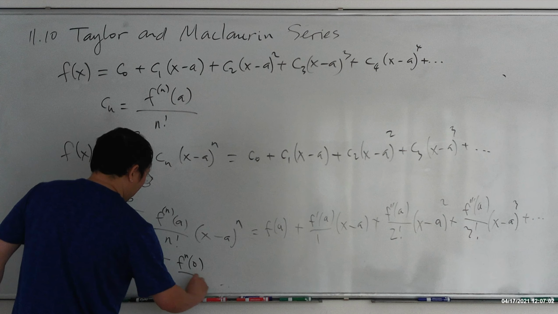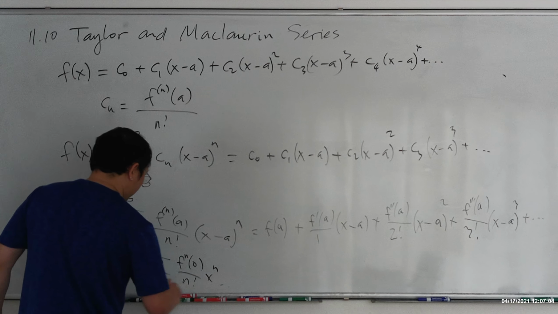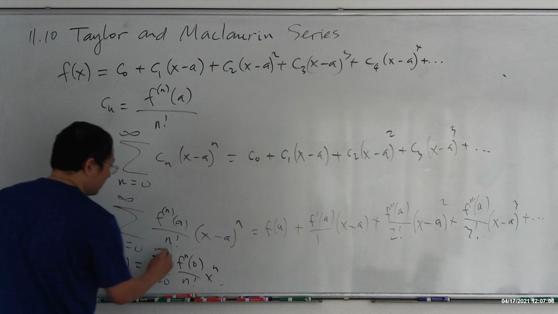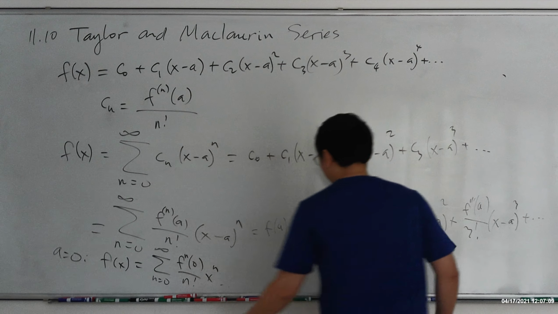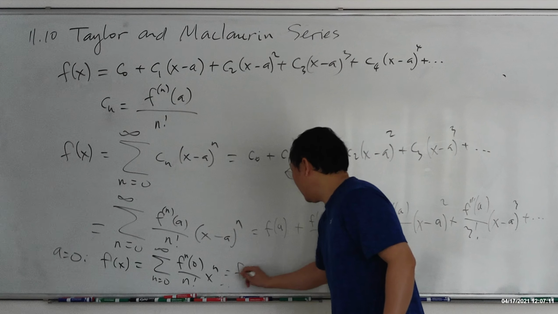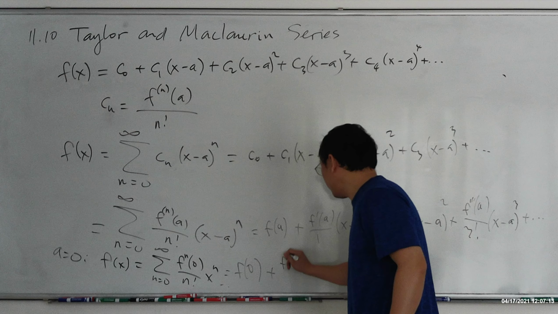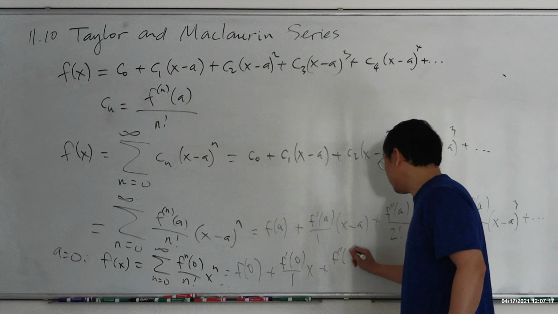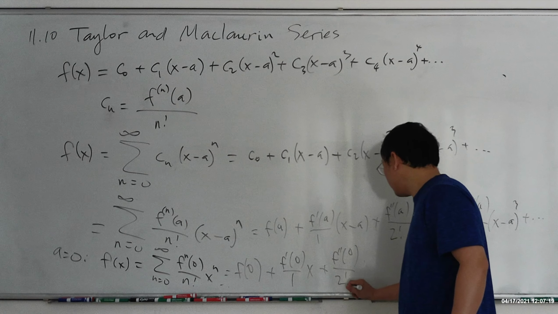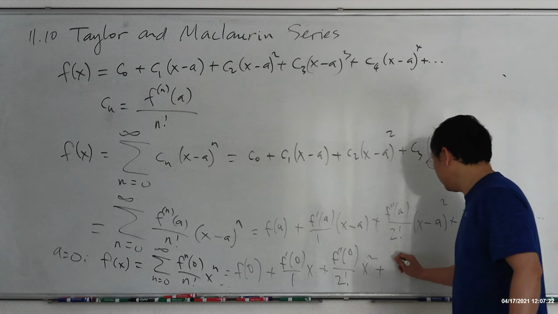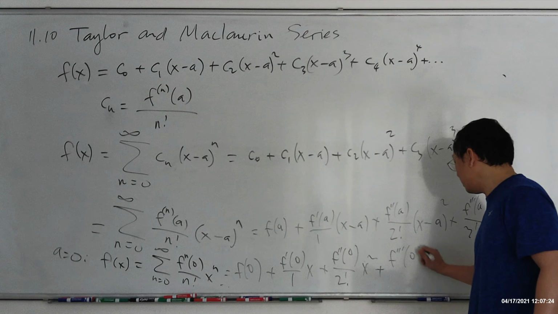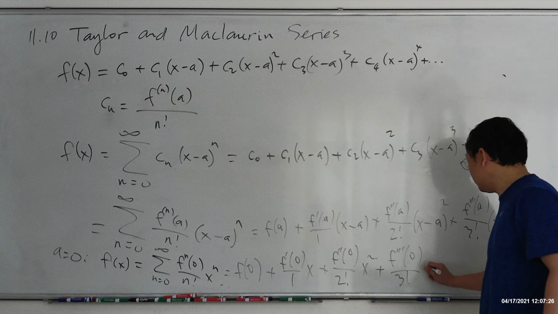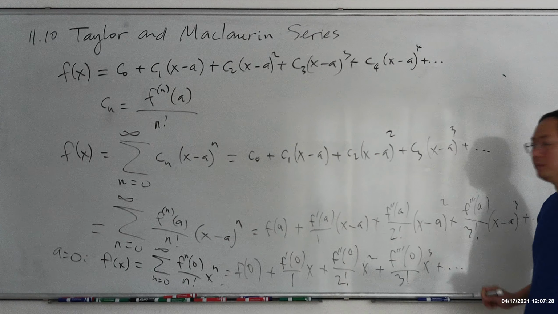f^(n)(0) over n factorial times x to the n, n runs from 0 to infinity. So replace a by 0. That's all you have to do. So this is f(0) plus f prime of 0 over 1 times x plus f double prime of 0 over 2 factorial x squared plus f triple prime at 0 over 3 factorial x cubed plus dot dot dot.